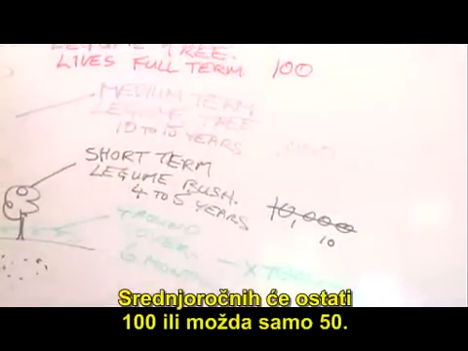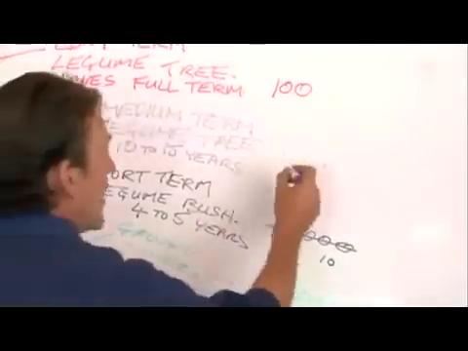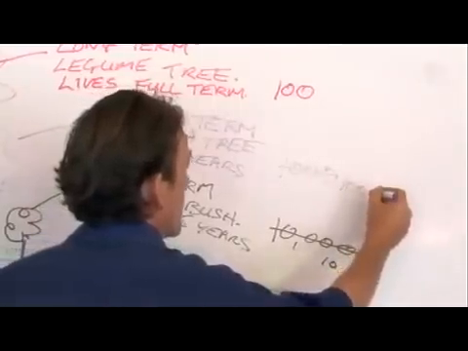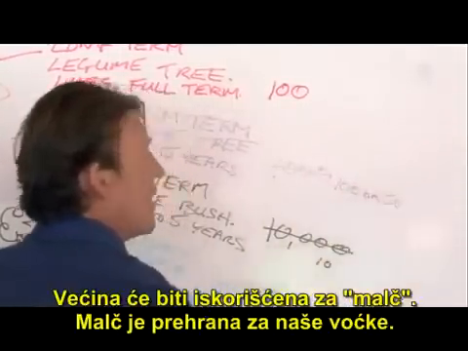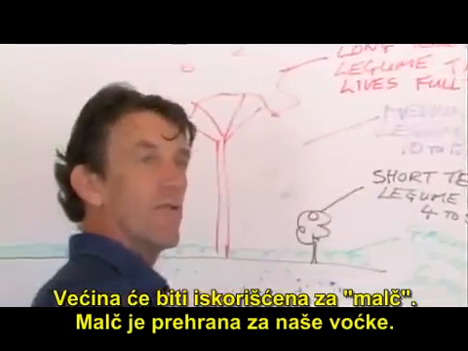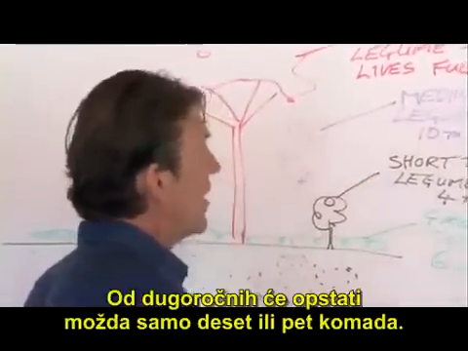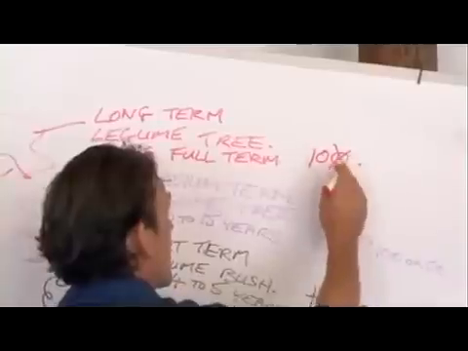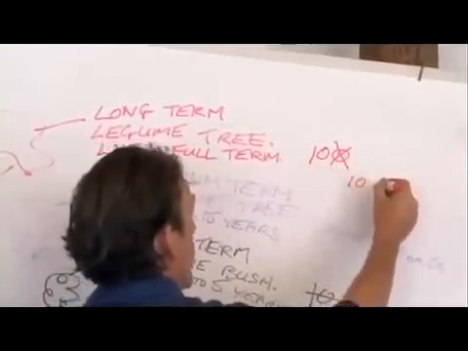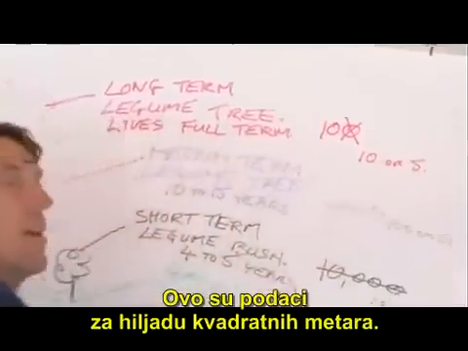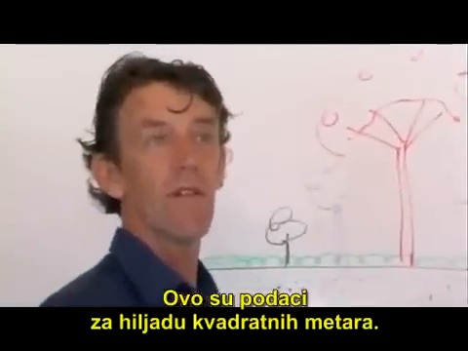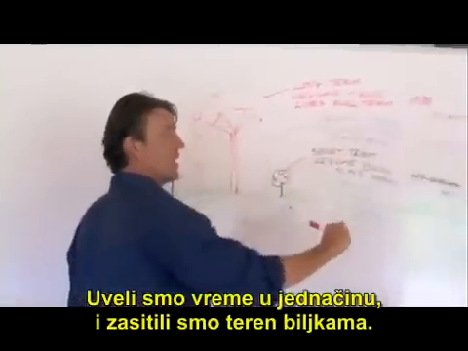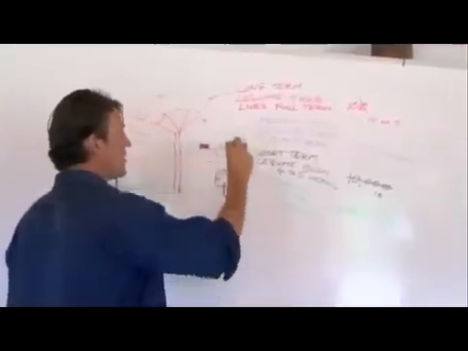With the medium-term legume trees, there's maybe 100, maybe only 50, and most of them have been used for mulch. And of the long-term legume trees, there's probably only 10 left. Just 10, or maybe even just 5. And that's over 1,000 square metres, if you're relating it to size. So they have time-stacked out of the equation. We have overstacked the ground.